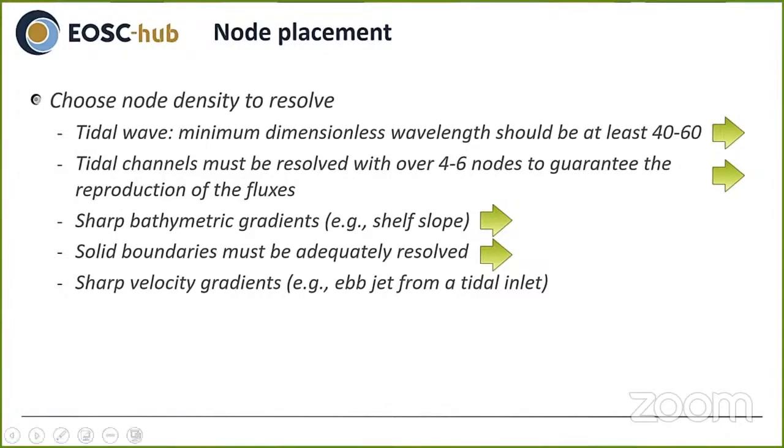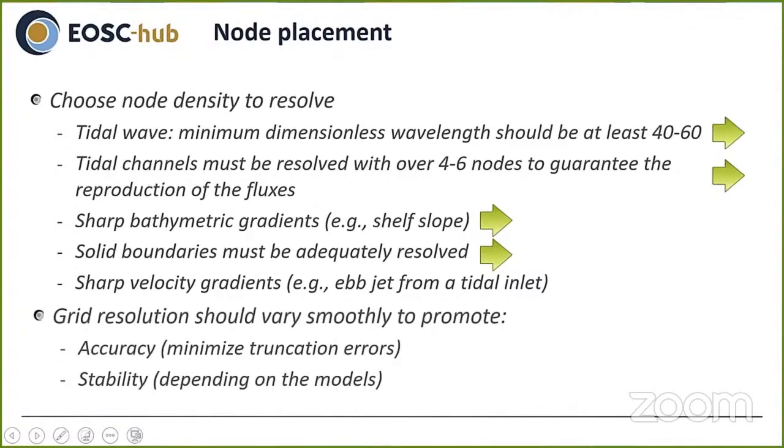Besides the density of the nodes, you'll also want to take into account that the grid resolution should vary smoothly in space. This promotes both accuracy and stability. You have better accuracy because you minimize the truncation errors, and you have better stability. This will depend on the models, but in general, you'll tend to have more numerical errors and numerical oscillations if your grid resolution varies very rapidly.